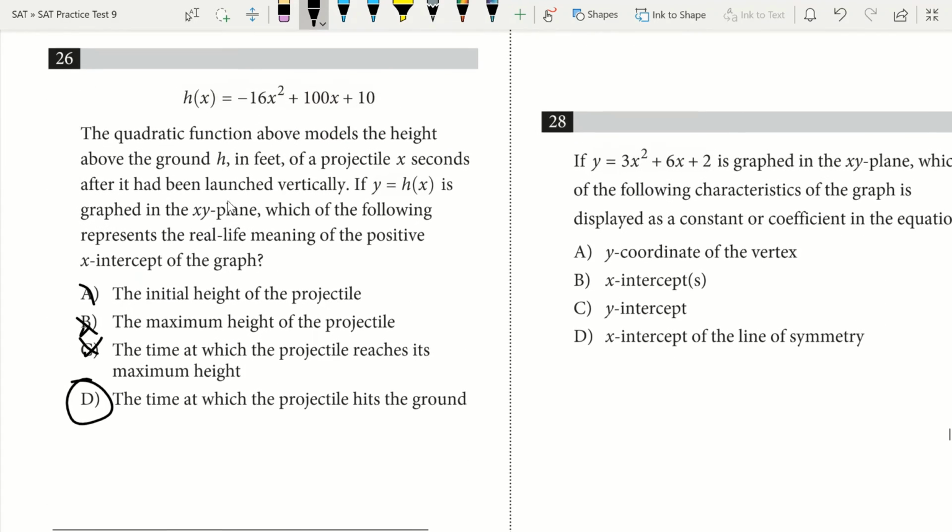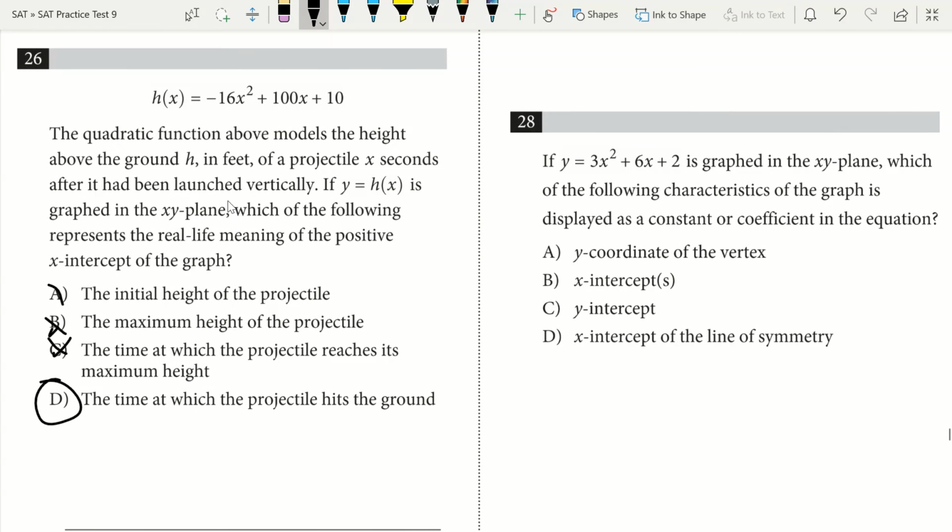Question 28, if y equals 3x squared plus 6x plus 2 is graphed in the xy plane, which of the following characteristics of the graph is displayed as a constant or coefficient in the equation? Right off the bat, I'm thinking y-intercept, right?